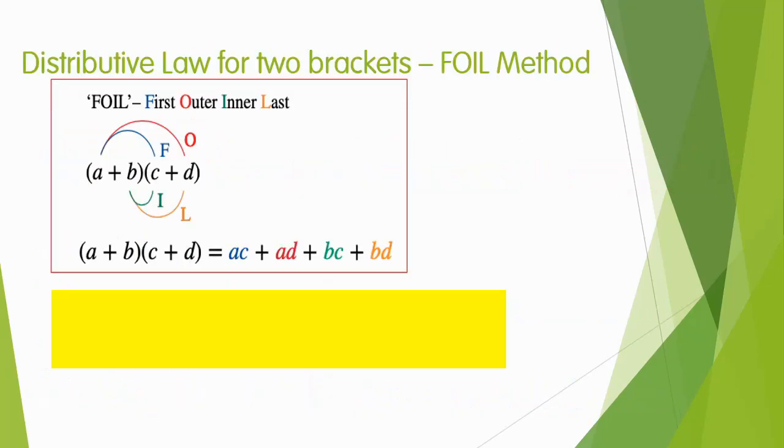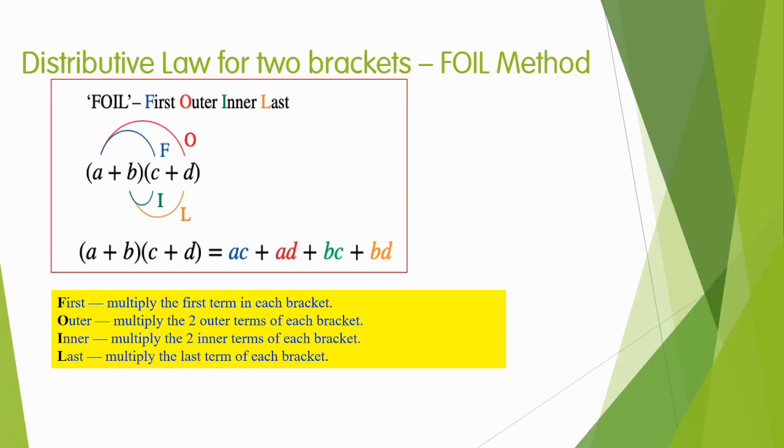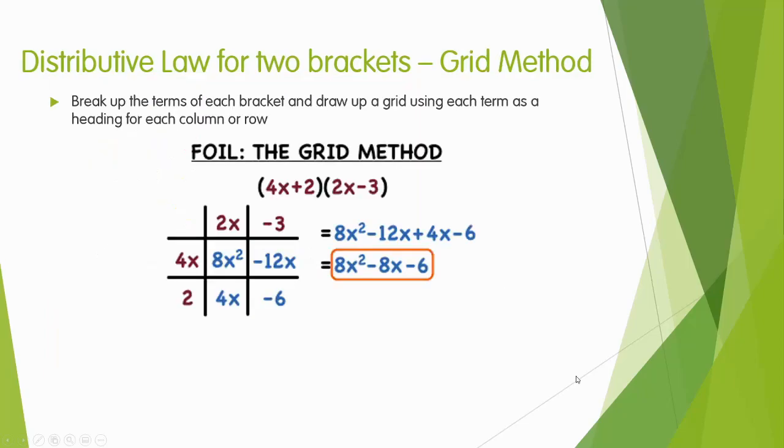So I will remind you about the FOIL method. This is where we go first, outer, inner, last. So we multiply A by C, they're the first two terms in each bracket, to get AC. A times D is the outer, BC is our inner, and BD is our last one because they're the last in each. This is one way of doing the distributive law. Another way is what's called the grid method. Some students might find this a little bit easier.